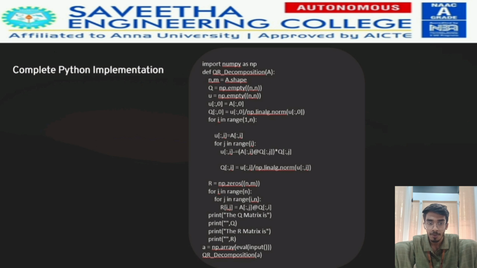Finally, the program prints out the two matrices Q and R, which satisfy the relation A equals Q times R. We see that Q times R is equal to A, which proves that this is the QR decomposition process.